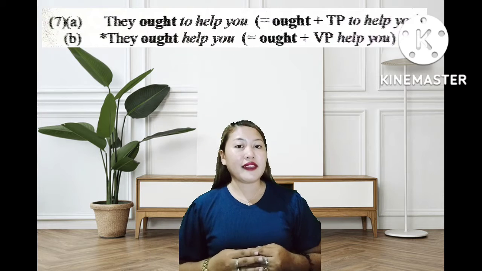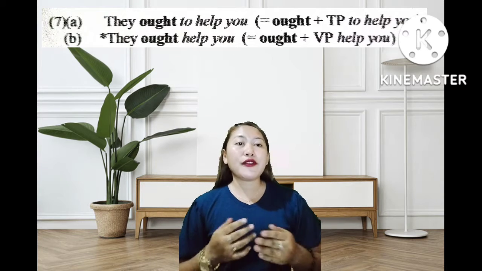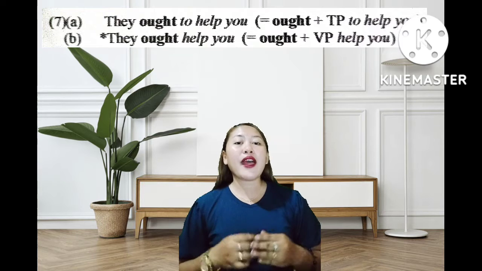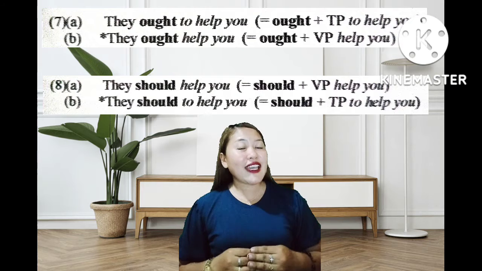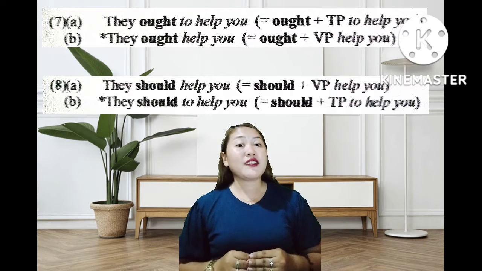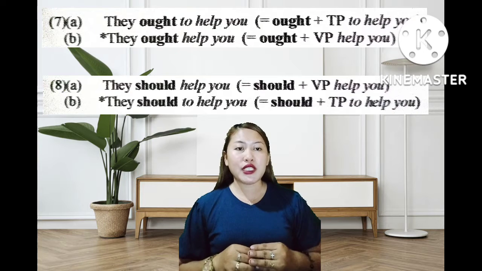Dialogue 7, speaker A: They ought to help you. Speaker B: They ought help you. In dialogue 8, speaker A: They should help you. Speaker B: They should to help you.